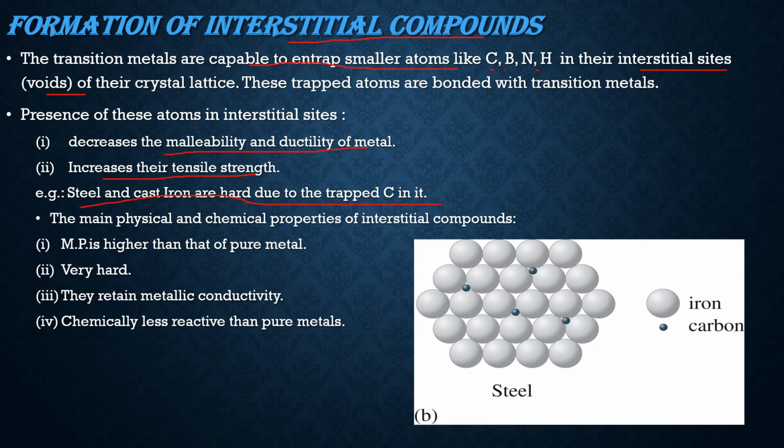Now, you can see here in the figure, these bigger ones are metal atoms, and these are the small atoms of carbon. These are iron atoms, and carbon is trapped. This is the structure of the lattice of steel. Due to the trapped small atoms, their properties are: melting point is higher than that of the pure metal. They are very hard. They retain their metallic conductivity, and chemically they are less reactive than the pure metal.